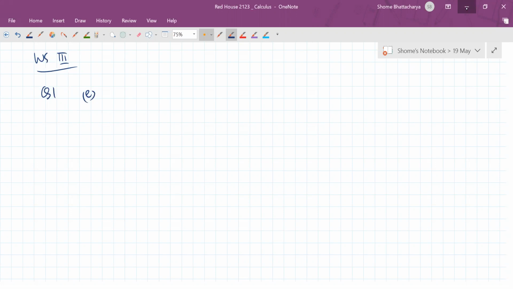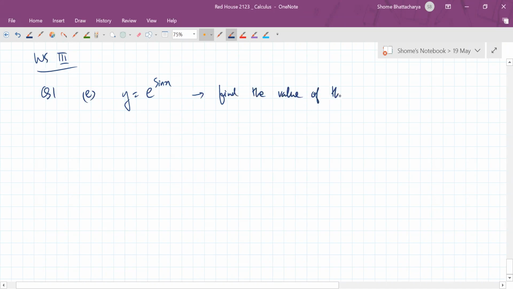Okay, so 1E is y is equal to e raised power sin x, and we have to find the value of the derivative at x equal to 0. Let me repeat the question. So y is equal to e raised power sin x, and we have to find the value of the derivative at the point x equal to 0. So in this, first step, we'll find the derivative. Then we'll find its value.